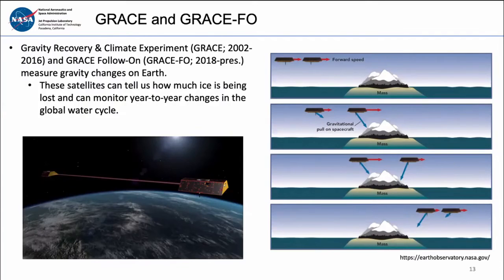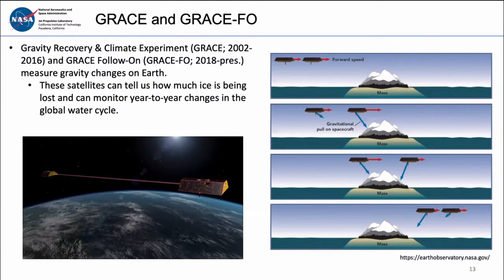So one satellite follows the other. As they fly over the Earth, they respond to changes in the mass, the gravity below the satellites on Earth. So as an example here, you can see the first satellite flying up to this mass, this mountain, and it gets pulled towards it. And that separation between the two satellites increases.